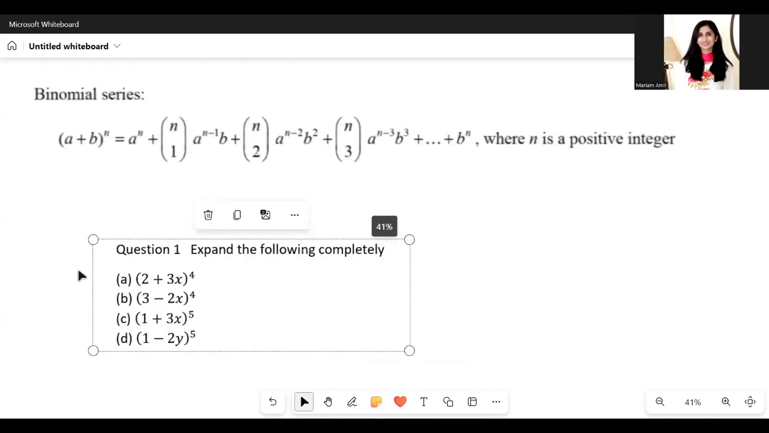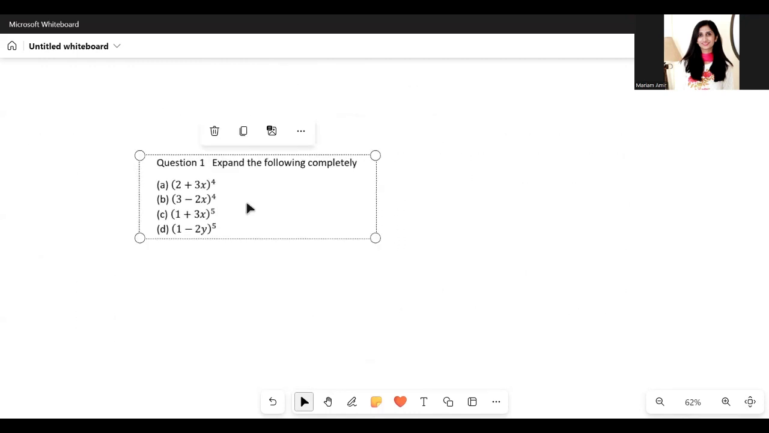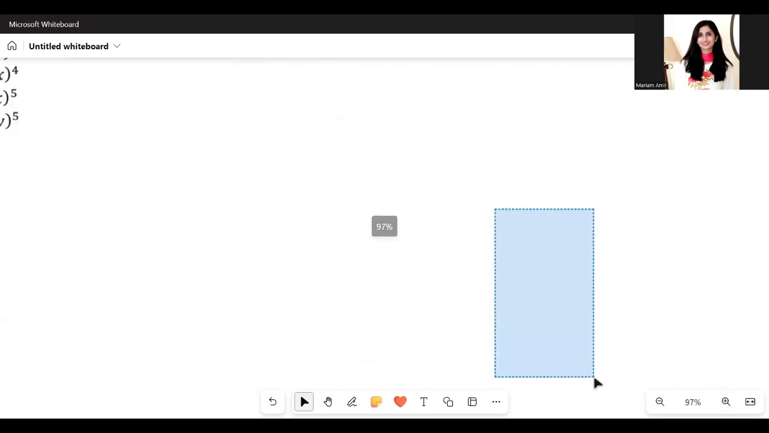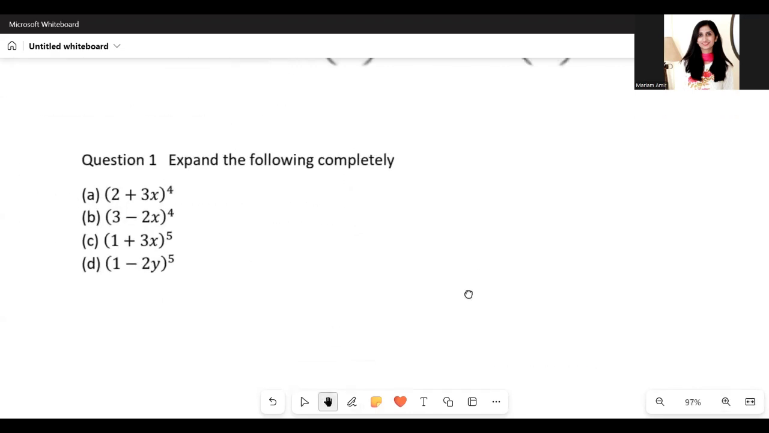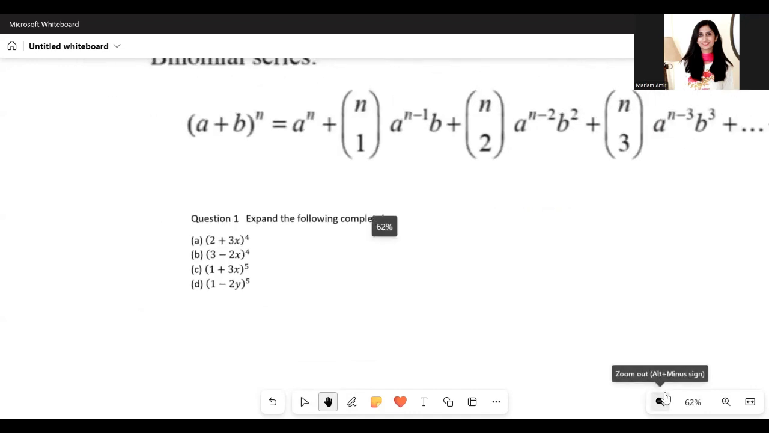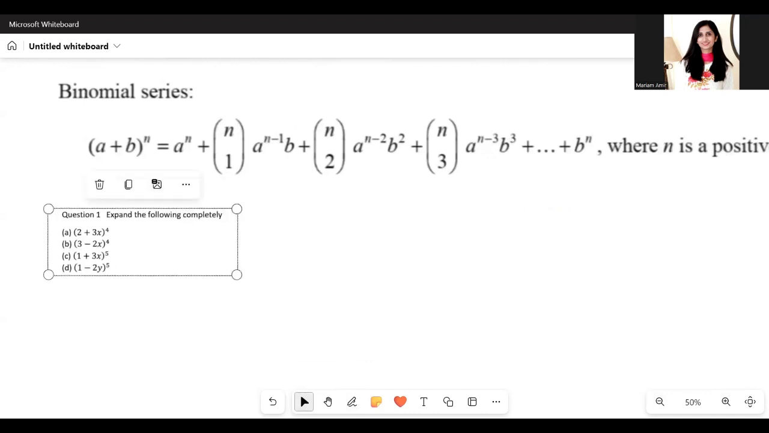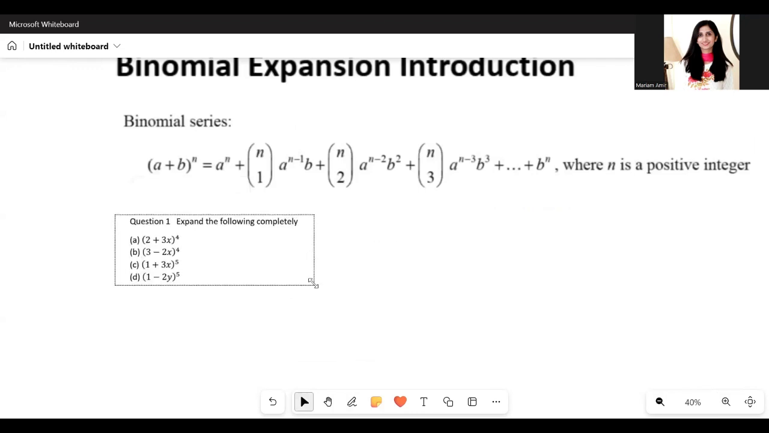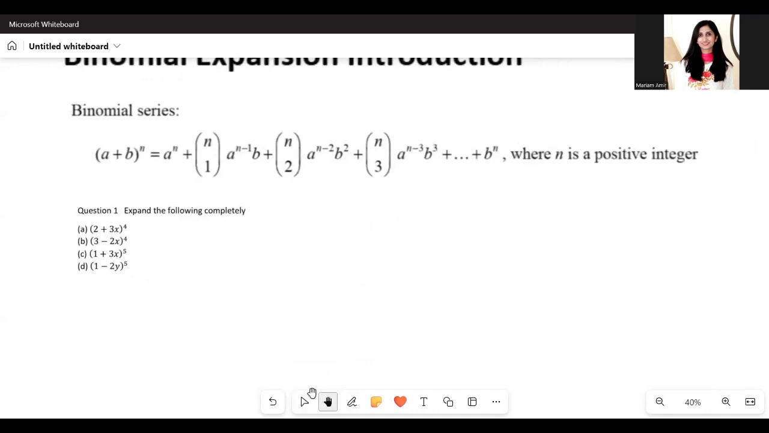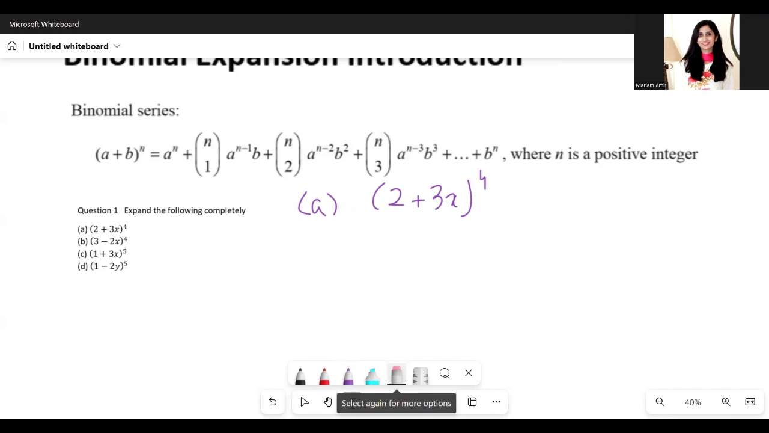So this would be question number one. Okay, let's do part A of this. The term is (2 + 3x) to the power 4, and we need to expand this. So, let's start with part A. It is (2 + 3x) to the power 4. Okay, so we've studied (a + b) whole square in O levels.